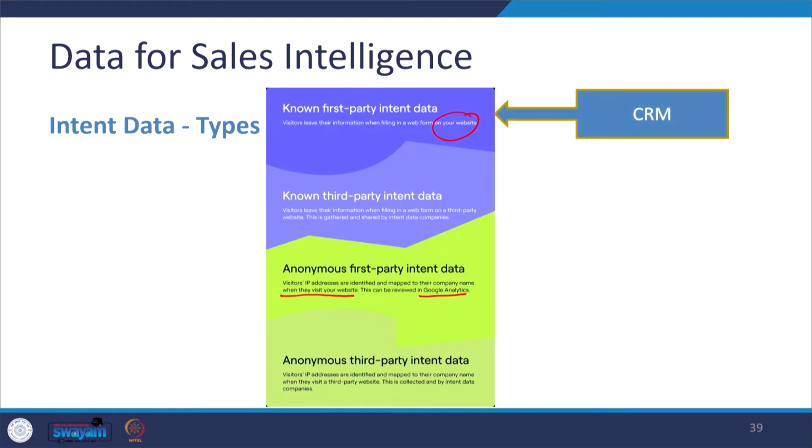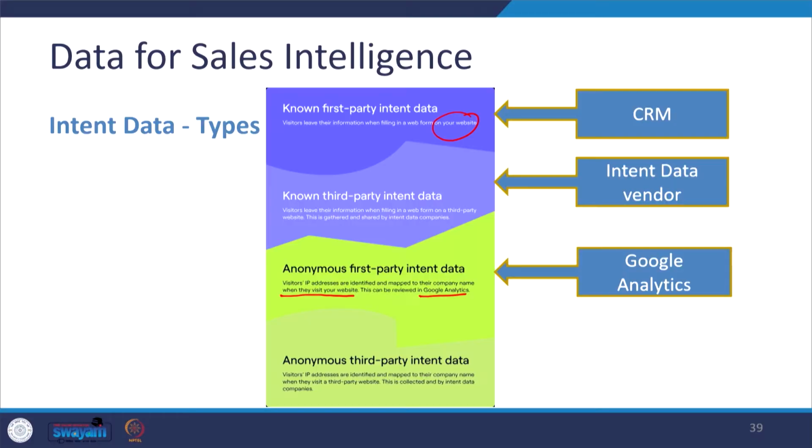For known first party intent data, your CRM software is sufficient. You can easily know whoever has filled up the form, and you will get that information in your database, right? Known third party intent data is someone filling out forms on other websites, which you don't know about, but the website is there, so you can use an intent data provider. There are multiple software tools or proprietary vendors that give access to such data. Again, anonymous first party intent data, someone scrolled your website or visited a particular page, you can get to know about this through Google Analytics again. And anonymous third party intent data, you can again take help of intent data vendors.